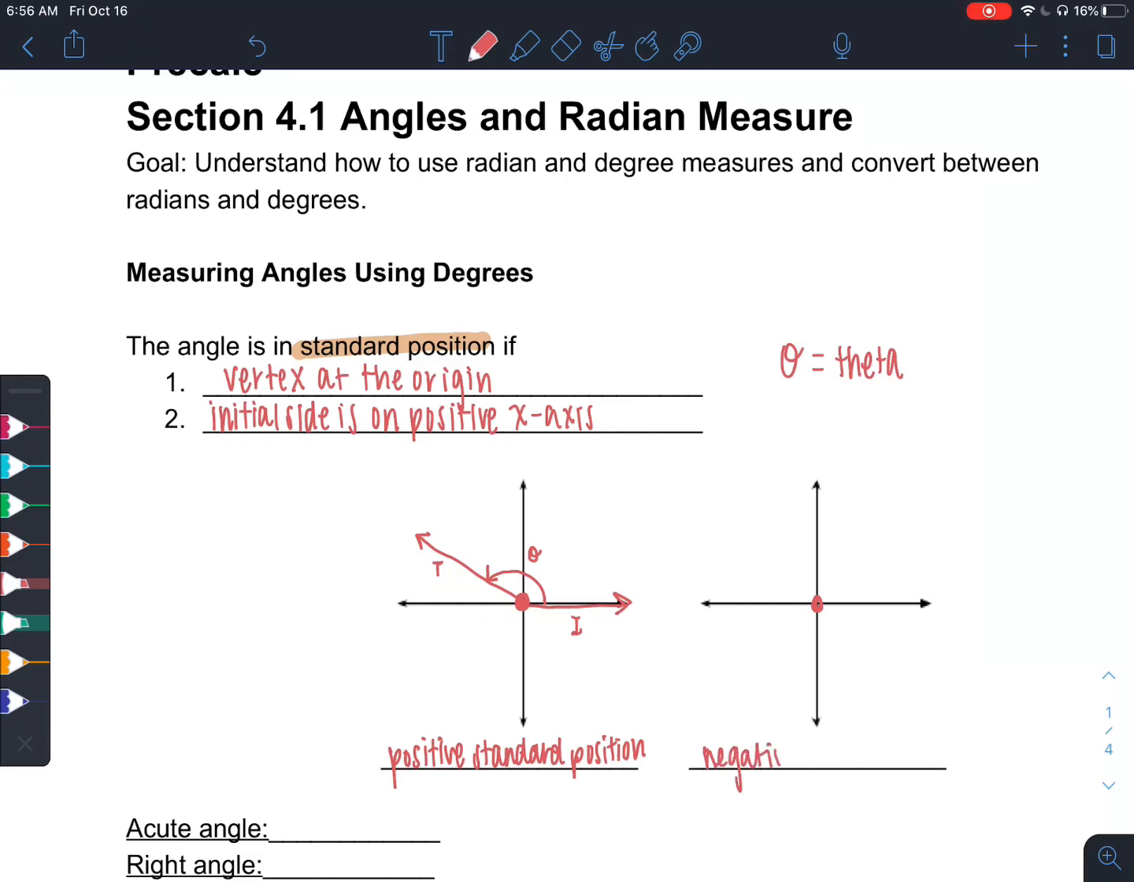Negative standard position is when the angle starts at the origin, or the vertex starts at the origin, and the initial side's on the positive x-axis, but it's going to move clockwise around. So this is theta. The main thing with the positive one is counterclockwise. The main thing with this one is it moves clockwise.